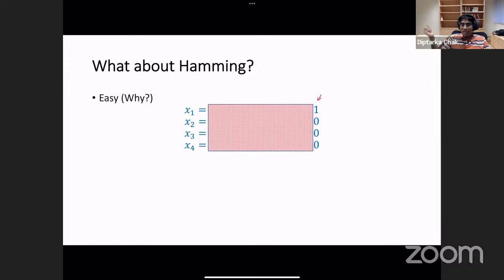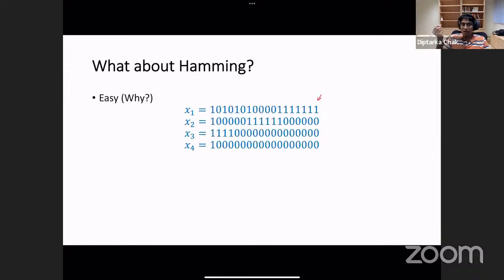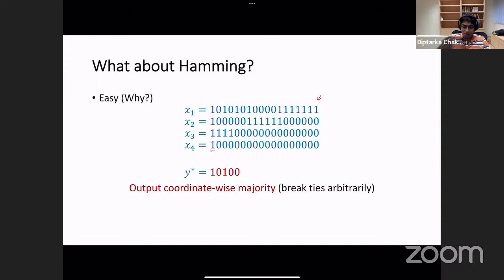And this argument extends to the whole string because the Hamming distance is essentially coordinate-wise dissimilarity, right? So you can solve it coordinate-wise separately. Essentially, output the coordinate-wise majority. And if there are some ties, like for some coordinate half are 1 and half are 0, you can just break ties arbitrarily. So for this example, y star could be: for the first coordinate the majority is 1, then for the second the majority is 0, and so on. And it is not difficult to show that this will give you the median.